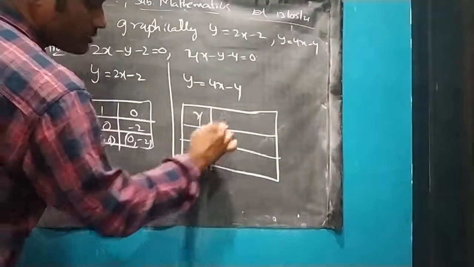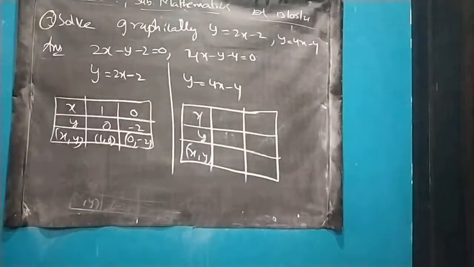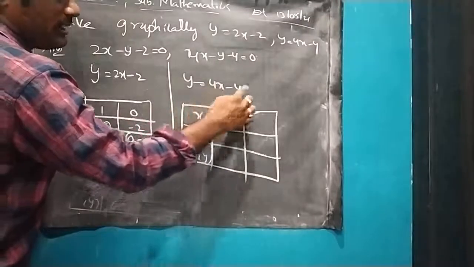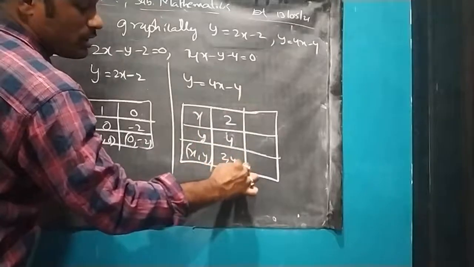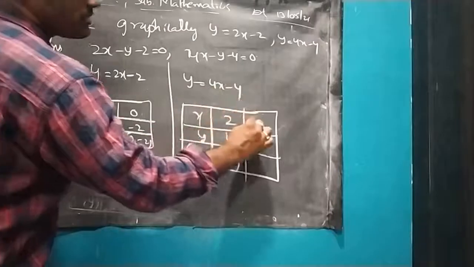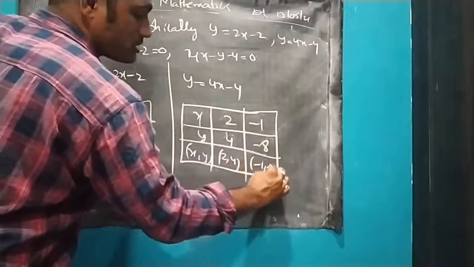So here, x, y, (x, y). Here also we substitute the x value and we will get the y value. Now if I substitute 2 here, 4 times 2 is 8, 8 minus 4 is 4. So the point is (2, 4). If I substitute minus 1, 4 times minus 1 is minus 4, minus 4 minus 4 is minus 8. So the point is (minus 1, minus 8).